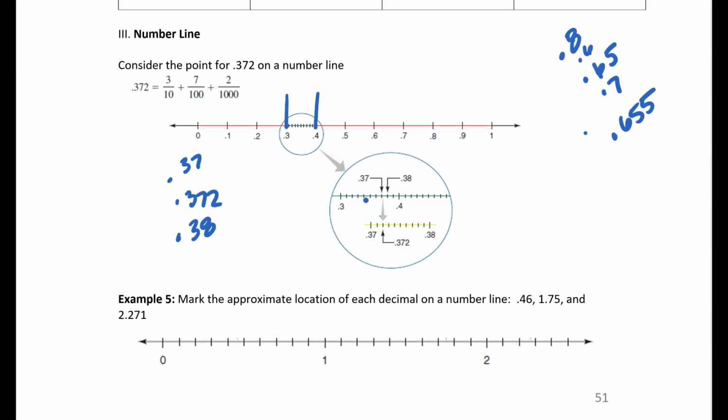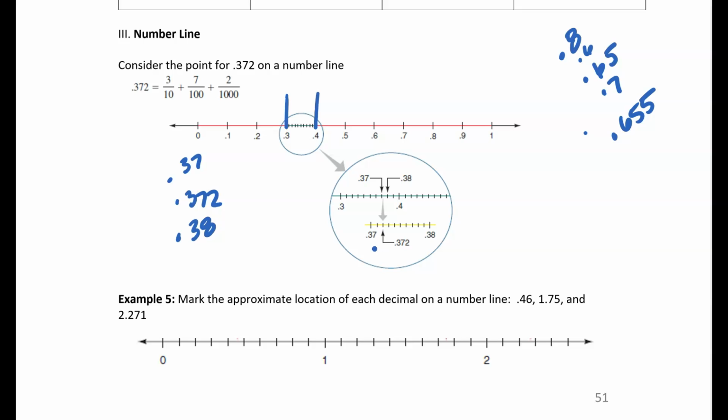So this is hard to do with the naked eye. It's easy to do a number like 0.5, where's that? But when you start to get up to the thousandths place, it's hard. You need this magnifying glass, which you don't always get. So this picture is just to show you conceptually where 0.372 would be. So it'd be in between the 0.37 and 0.38, and then in between there you'd have to have another 10 dashes, and it would be 2 in from 0.37.